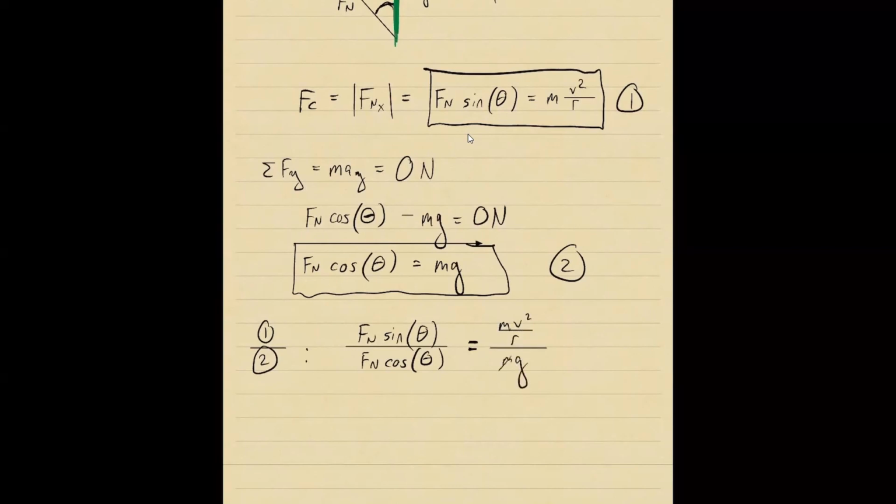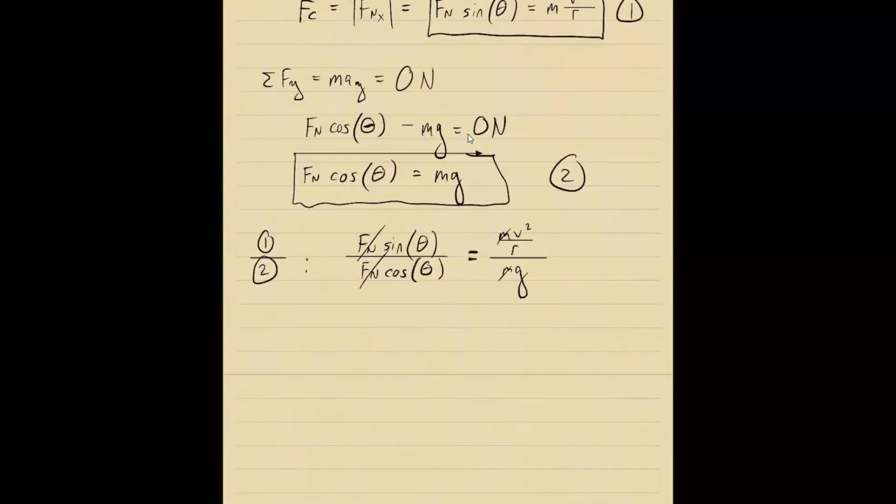So in this case, the m's cancel out, the normal forces cancel out. And then we have sine divided by cosine, which if you know a little bit of trig, sine over cosine is tangent. So this is equal to tangent of theta. It's going to be equal to v squared over rg.